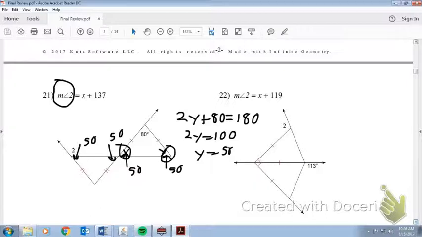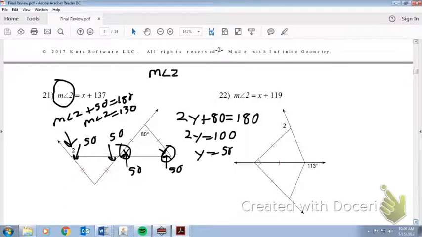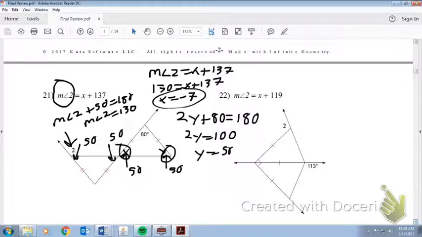We know that the measure of angle 2 plus 50 is going to equal 180. So we subtract 50 from both sides. We get the measure of angle 2 equals 130. We then plug 130 into that equation right there. And we get 130 equals x plus 137. We're going to subtract 137 from both sides and get x equals negative 7.